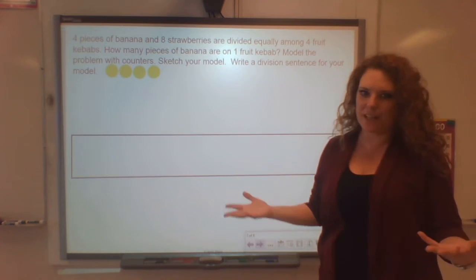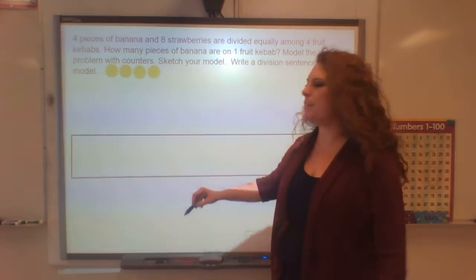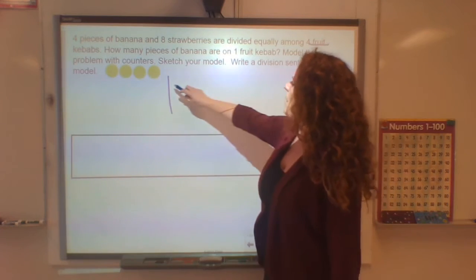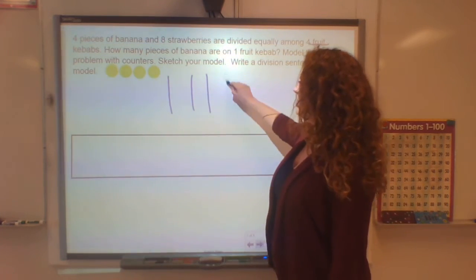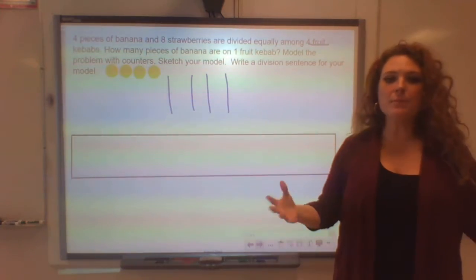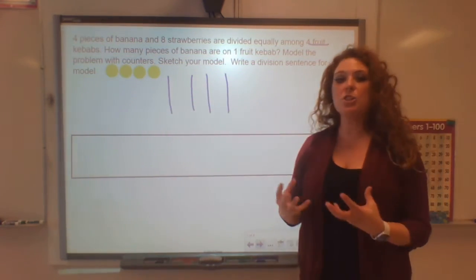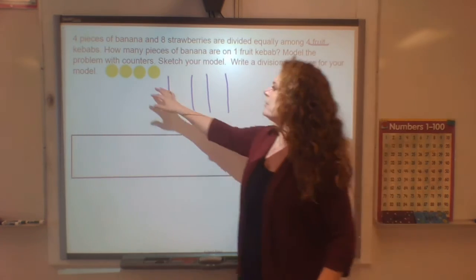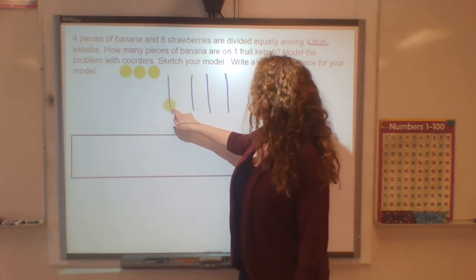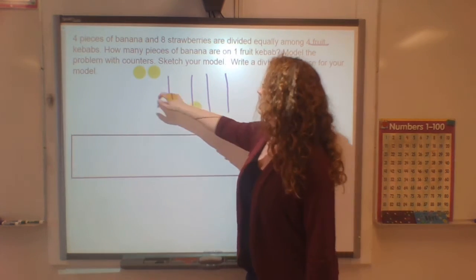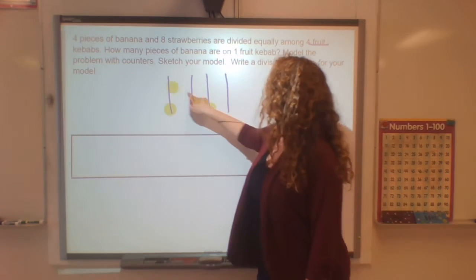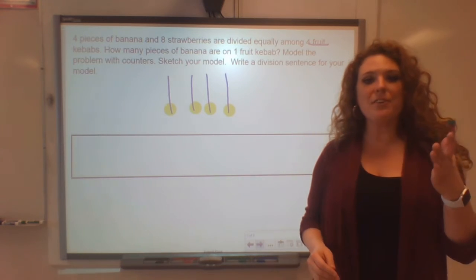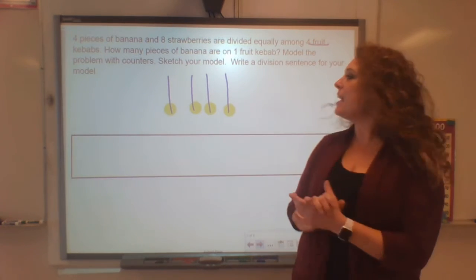4 kebabs. So I'm going to draw a picture because this is going to help me. So we know that a kebab is on a stick, right? So how many kebabs do I have? I have 4 fruit kebabs. 1, 2, 3, 4. Now if I'm going to make my kebabs, I want to make sure that I divide out or share my pieces of fruit to each kebab because I want to make sure everyone gets some banana. I only have 4 pieces of banana, so I'm going to give 1 to this kebab, 1 to this kebab, 1 to this kebab, and 1 to this kebab. There we go. I have none left. I've shared them out. Does each kebab have an equal amount? Yes, they all have an equal amount.